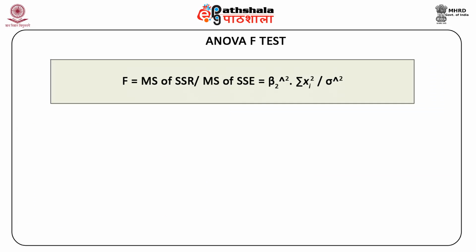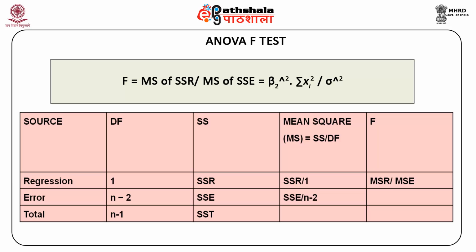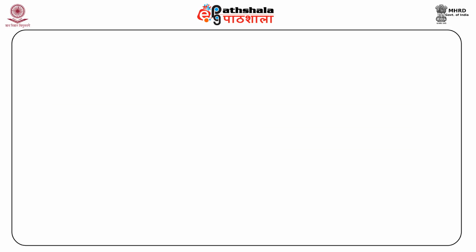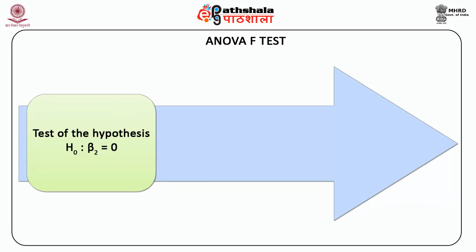F is equal to MS of SSR divided by MS of SSE, that is beta 2 hat squared into summation xi squared divided by sigma hat squared. The ANOVA table is constructed as shown in the table. The table gives information on source, degrees of freedom, the type of sum of squares, mean square, and the F value. The test of hypothesis is H0: beta 2 equals 0.